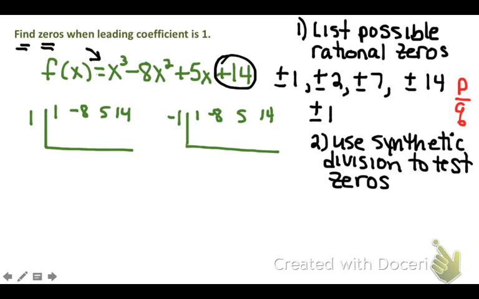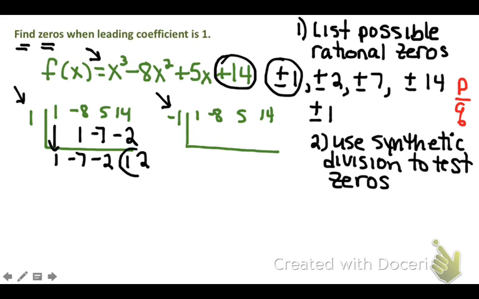Next, we're going to test the zeros using synthetic division. So I'm going to start off with the plus or minus 1. So we have a positive 1 and a negative 1. We bring down the 1. 1 times 1 is 1. Negative 8 and 1 is negative 7. Then we bring up the negative 7, 5 and negative 7 is negative 2. 1 times negative 2 is negative 2, and that becomes a 12. So this 12 is not a 0, so we're going to go over to the negative 1.